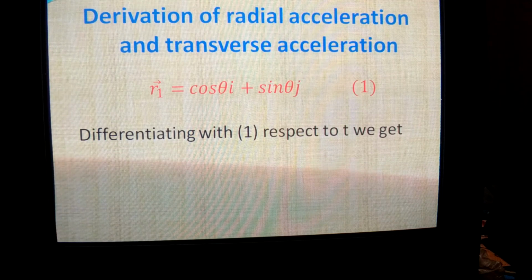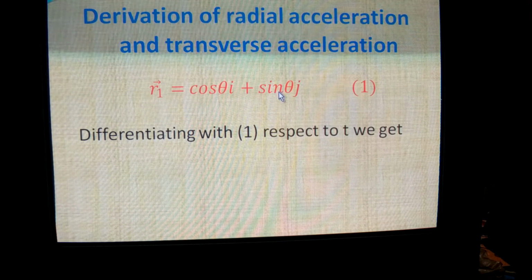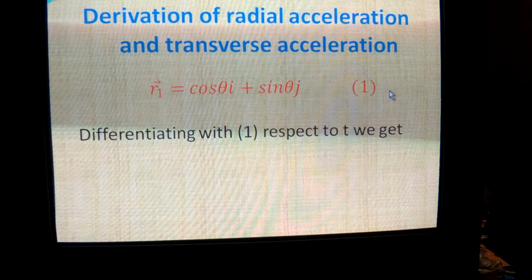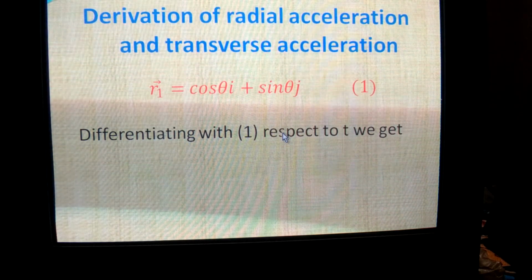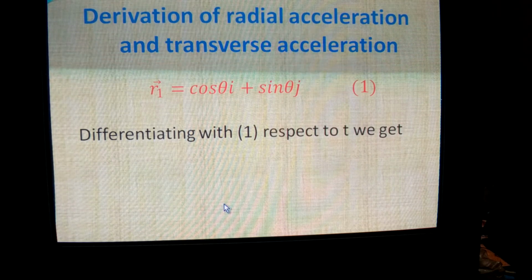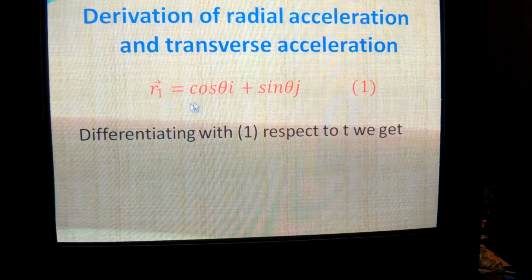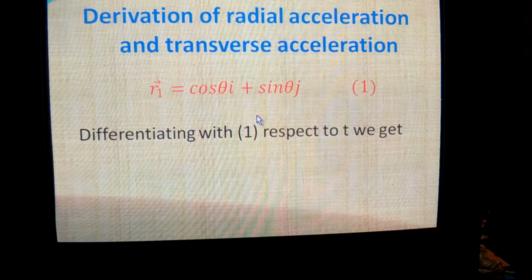As in the last class, we have derived r1 bar as cos theta i plus sin theta j. This we derived in the last class. Now call this equation 1. Now differentiating this with respect to t. To derive radial acceleration and transverse acceleration we need two extra quantities, those are dr1 by dt and d theta 1 bar by dt. So first we obtain those quantities.